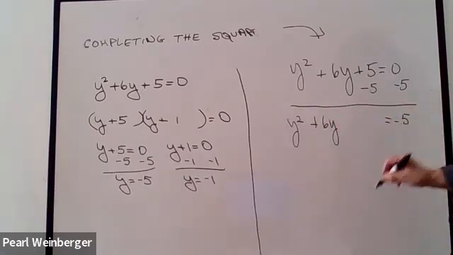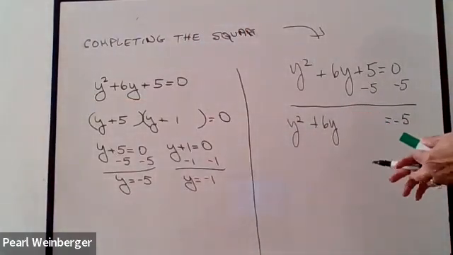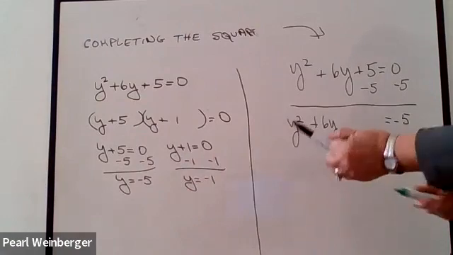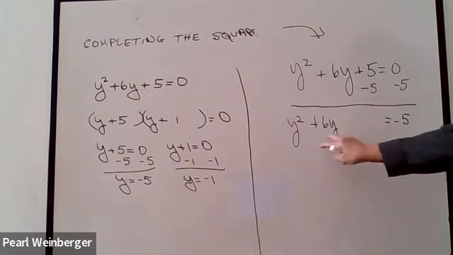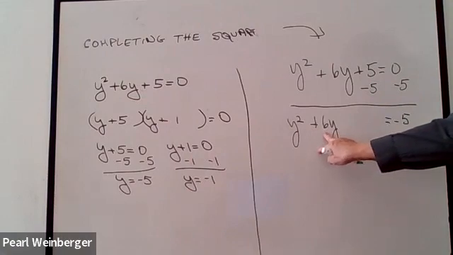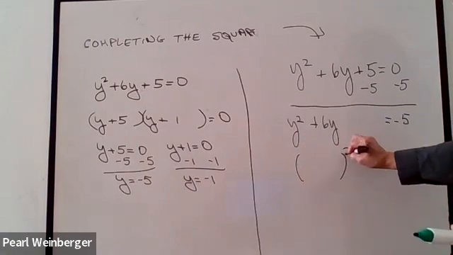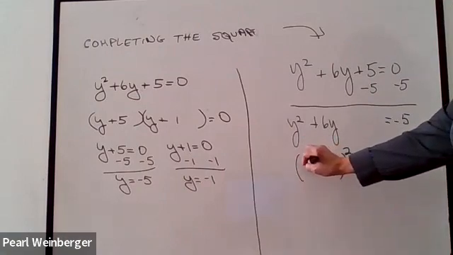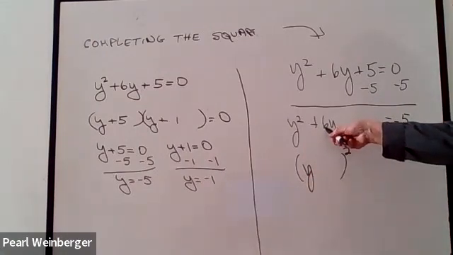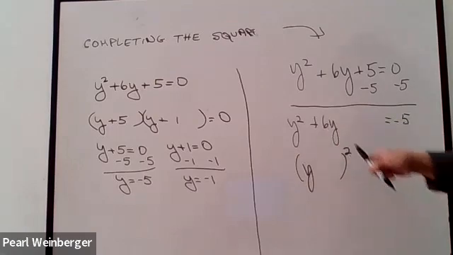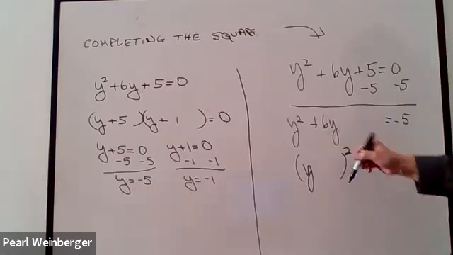Now, if you notice, I left a space next to the 6y because what I want to do is that process that I called completing the square. I want to figure out what number I should add to make this into a perfect square binomial. Well, I know the first number is going to be the y, and the second number in the binomial is going to be half of what's in front of that 6y. So half of 6 is 3.